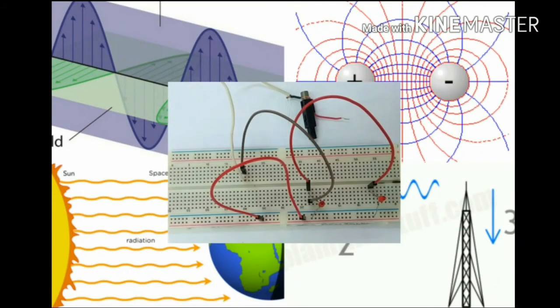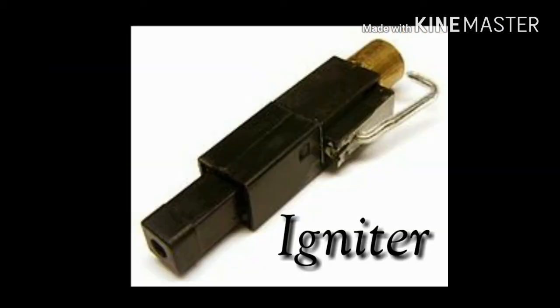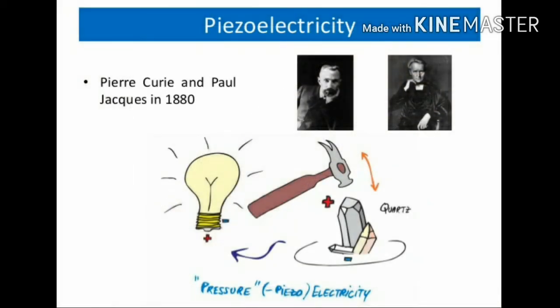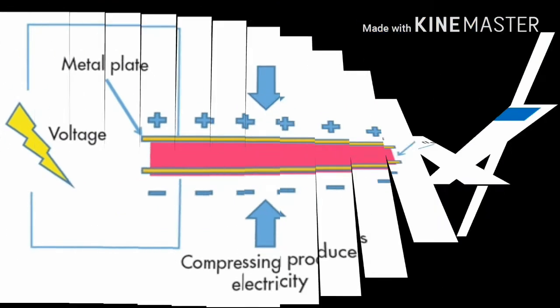Before we tackle our main topic, electromagnetics, we must learn first what is the energy source of our simple experiment, the igniter. The igniter is a material that has piezoelectric effect when force is applied. The piezoelectric effect was discovered in 1880 by two French physicist brothers, Pierre and Paul Curie. They took the name from the Greek word piezein, which means to press.